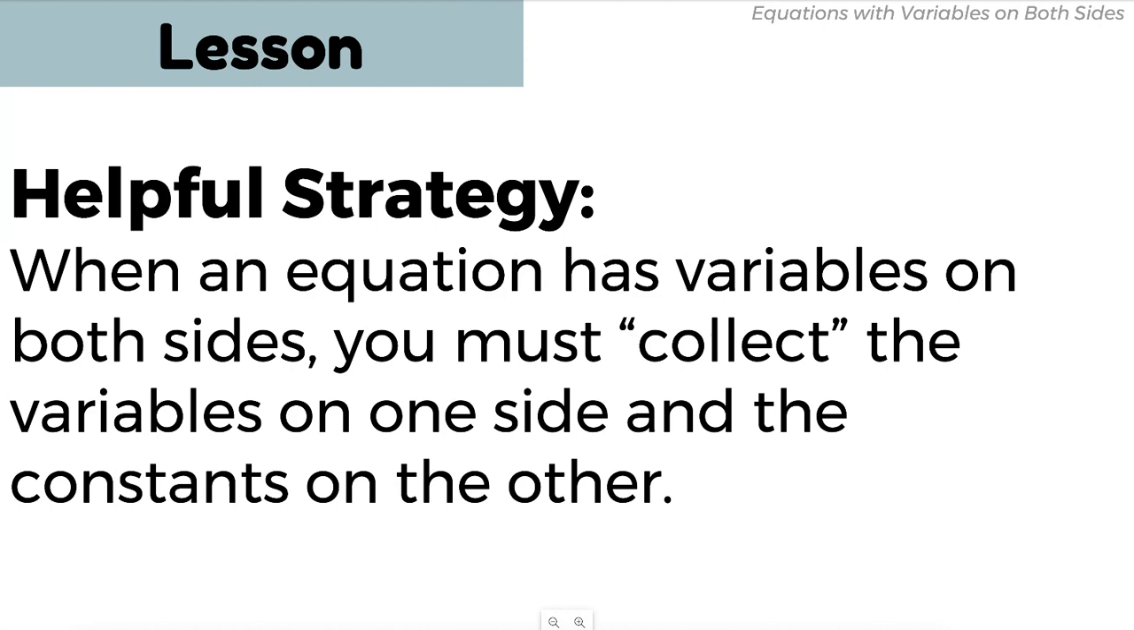Definitely copy this down because it's something that will be good for you to remember. When an equation has variables on both sides, you must collect the variables on one side and the constants on the other. And you'll see what I mean in just a minute. You're going to see variables and constants on both sides, or at least one side, and your job is to get the variables together on one side and the numbers, or the constants, on the other.